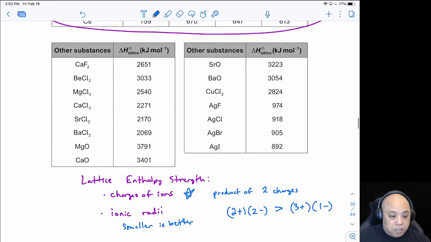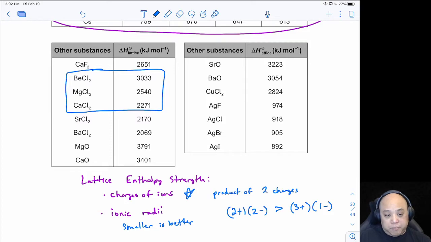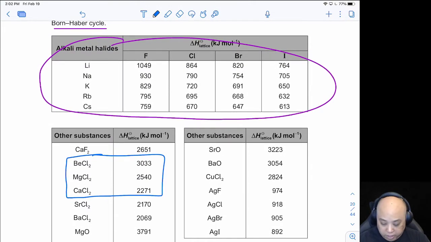So if you see here, let's see, something like beryllium to calcium, they all have the same charges, but because calcium is getting bigger and magnesium is bigger than beryllium, they both have lower lattice enthalpies than beryllium chloride. So pay attention to that. Charges have the most significant amount. Look at how big things change from group 2 to group 1, like BeCl2 versus LiCl, right? 864 to 3033. So there's the biggest impact with a charge, and then if there's a tiebreaker, you go by ionic radii. Questions about that?